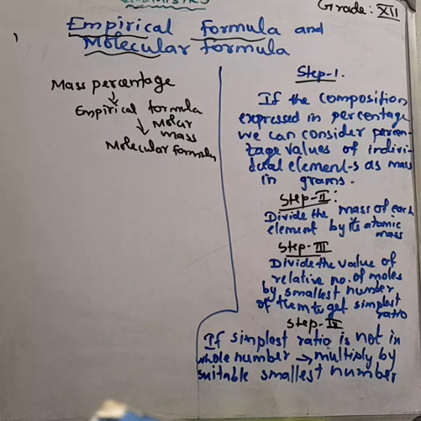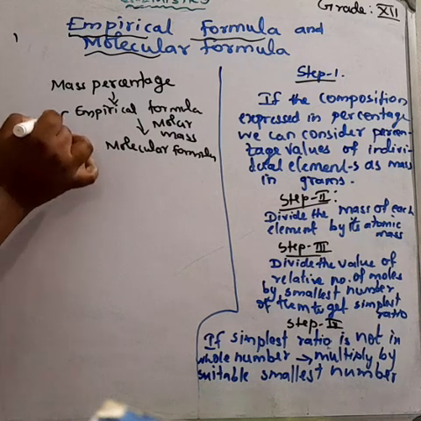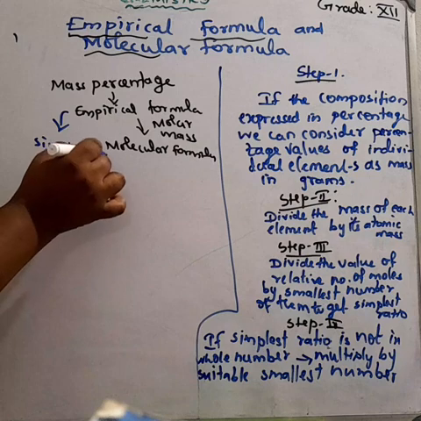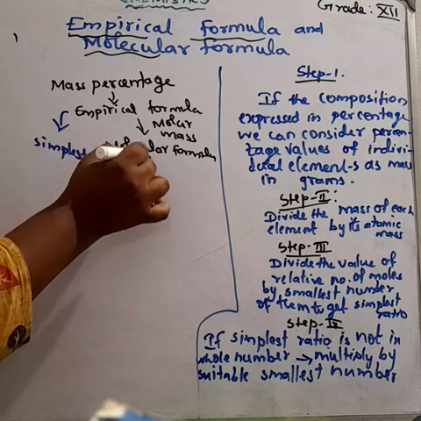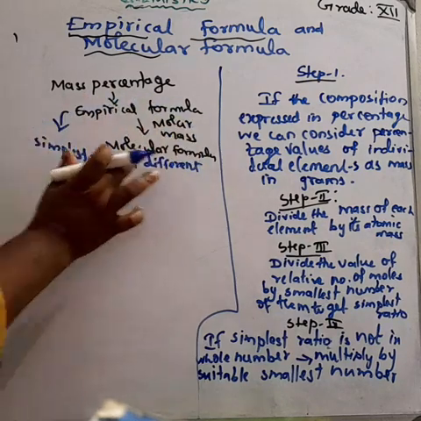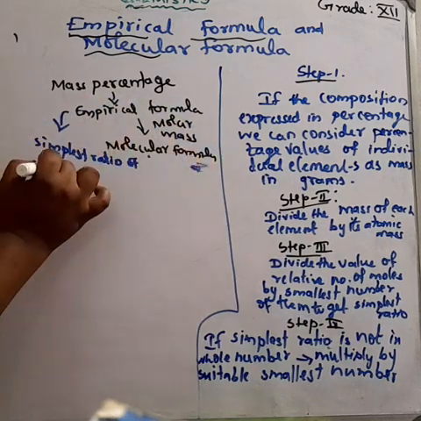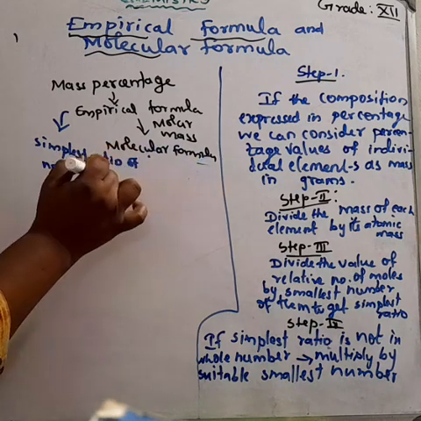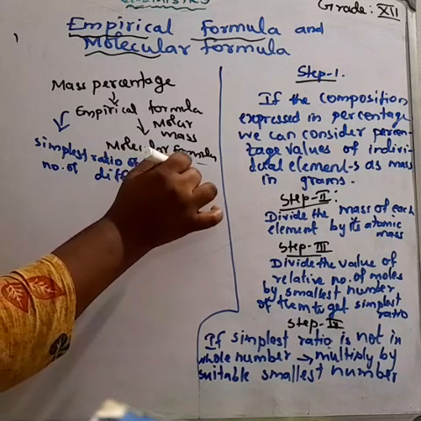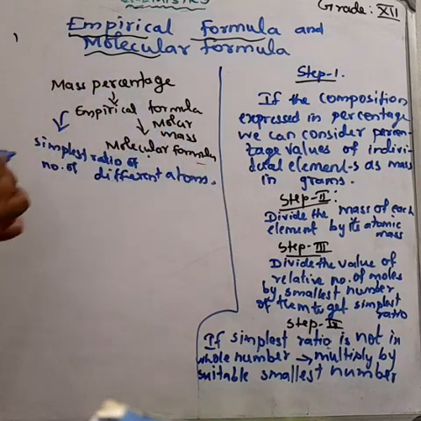Understood? So, the empirical formula means it is the simplest ratio of the different atoms. Empirical formula of a compound is the formula that is written with the simplest ratio of the number of different atoms present in one molecule of the compound. Molecular formula we know. Molecular formula means the actual number of different atoms present in one molecule.